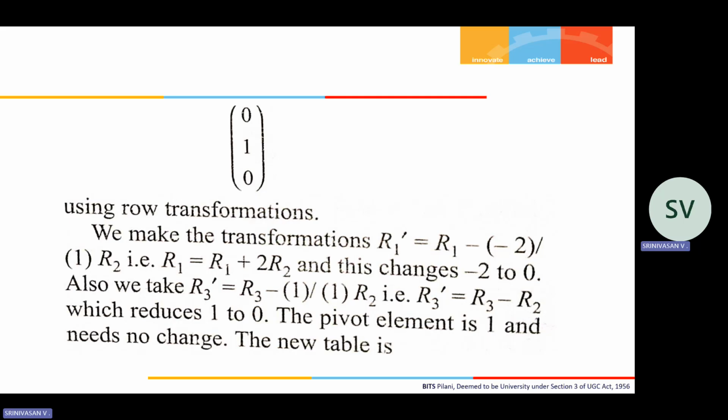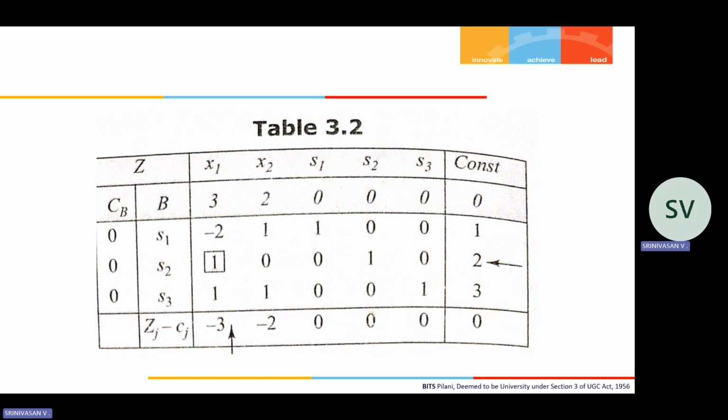We make the transformation. What is the new row? R1 is R1 plus 2R2. What is the meaning? Here you have minus 2, which should be made 0. In R2 you have 1. So the new R1 will be the existing R1 plus 2 times R2. Minus 2 plus 2 is 0. Coming to the next elementary operation, this is R3 and this is R2. So R3 is R3 minus R2, and you get 0. It is a simple elementary operation, isn't it?